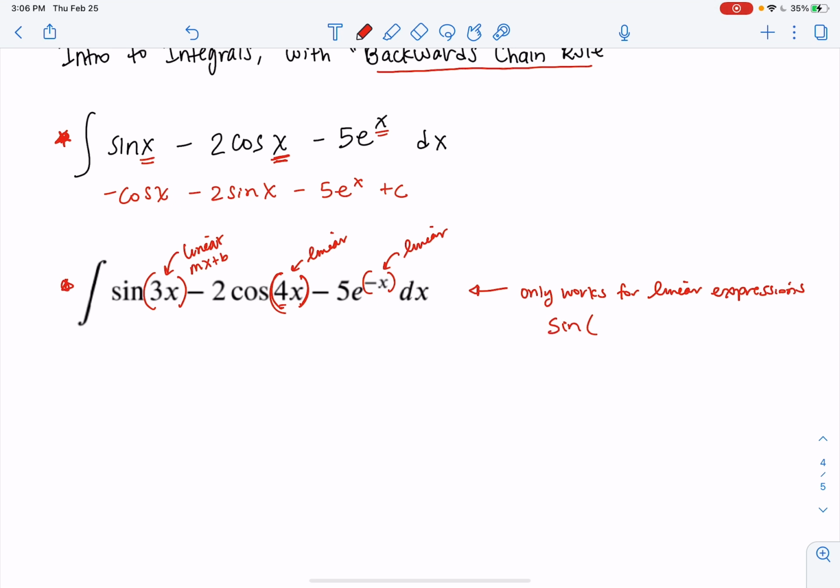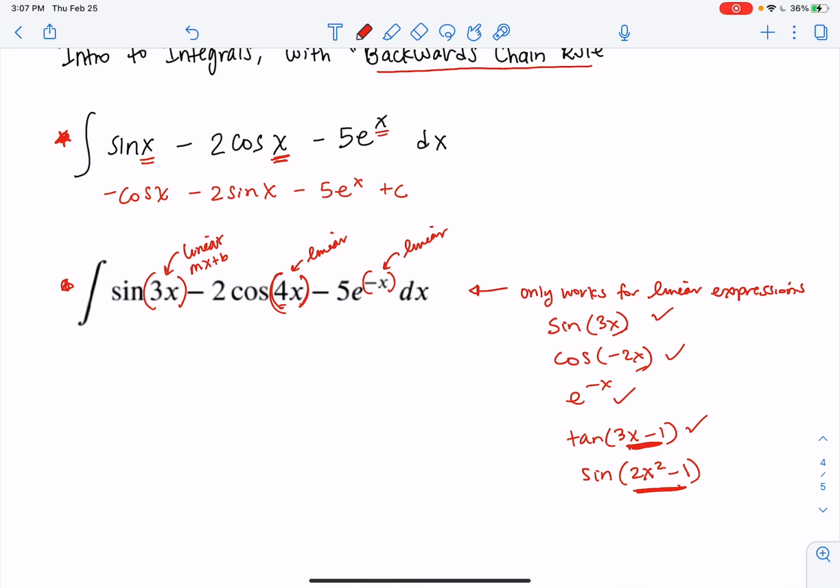So for instance, sine of 3x, cosine of negative 2x, e to the negative x, all of these it works. Tangent of 3x minus 1 works as well because that's a line. It's an mx plus b form. These other ones all just had a b of 0, these previous ones up here. Okay, so it has to be linear. It cannot look like this. Our rule won't work here because that's not a linear expression, it's a quadratic. So you need to make sure that x has the power of 1. So it won't work there. x has to have a power of 1 to work.